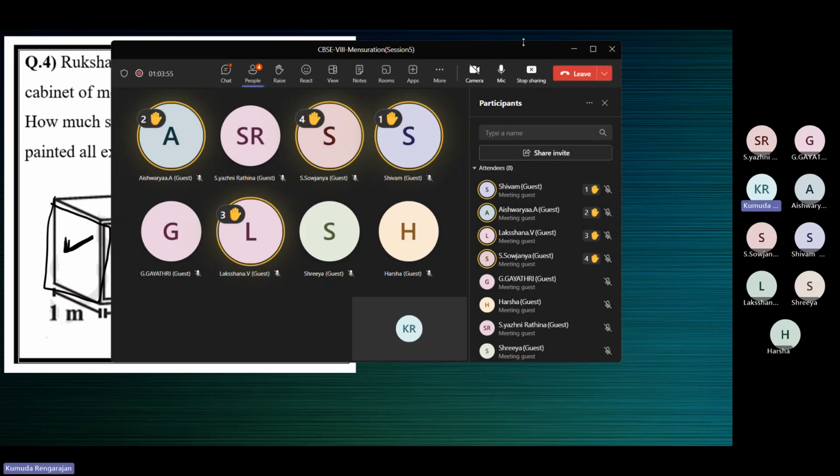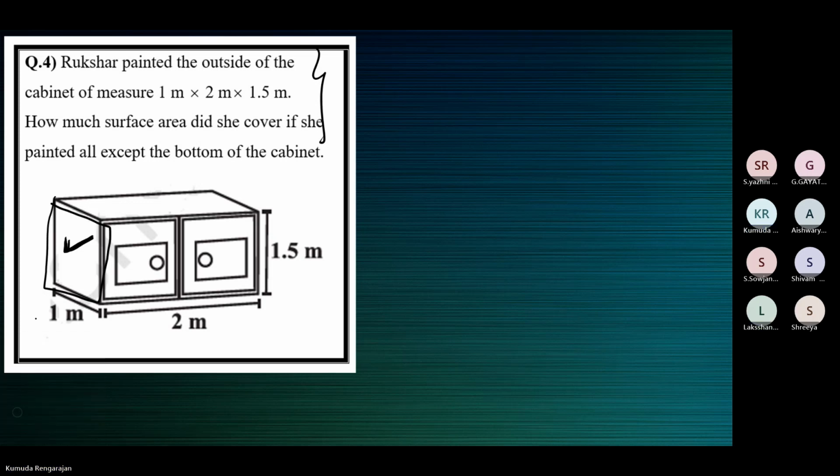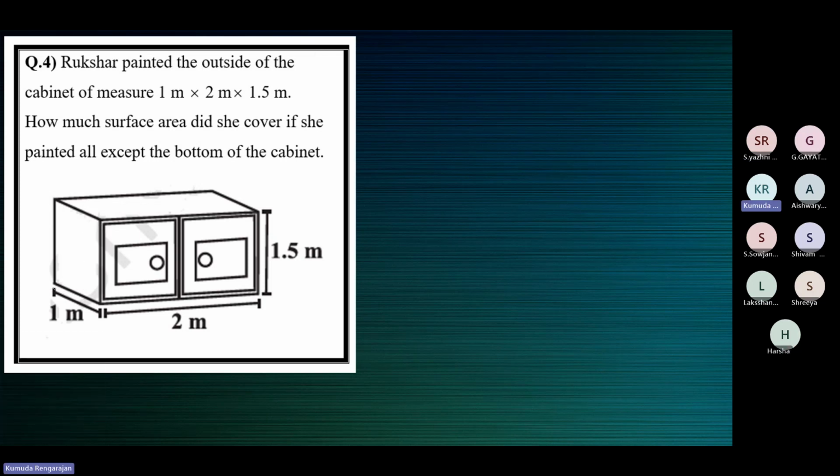Okay, Anantika is not there. Lakshana? Ma'am, B into H. Very good. B into H. This is the breadth. This is the height. B into H. See, this is the length of the box. This one is the breadth of the box. And this is the height of the box. So the area of this face will be breadth into height.